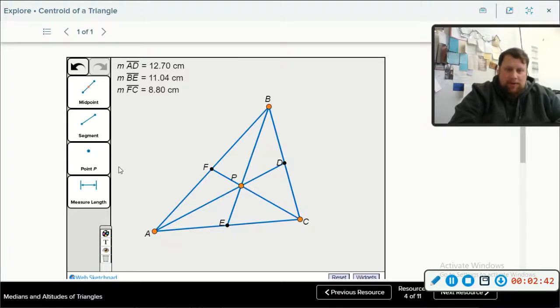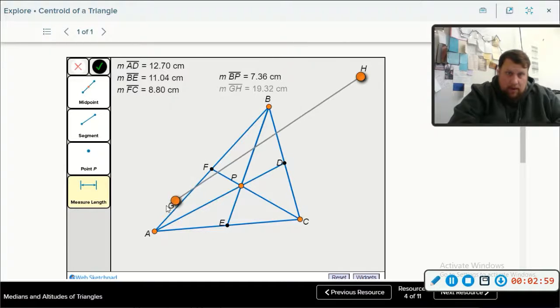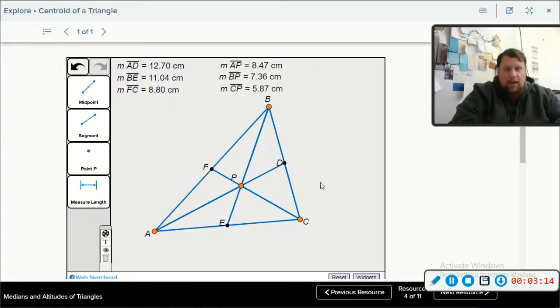I'm going to do 3 more measurements, okay? Let's do the measurement from each vertex to the centroid P. I actually meant to do AP first, but that's okay. So I'm going to do AP, BP, and then I want to do CP. Awesome. Again, these are not congruent.